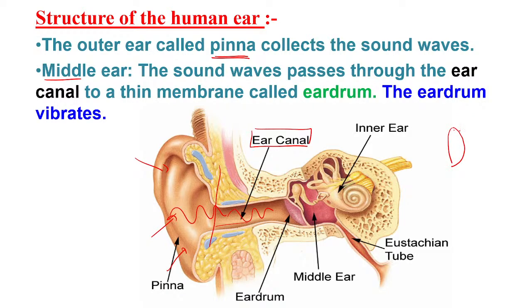Okay, this membrane vibrates. What does it do? It vibrates. So this eardrum will vibrate, and then there is the inner ear which comprises of the bones. Okay, I will explain each part in detail. So the human ear structure is divided into three parts: outer part, middle part, inner part. Outer part is called pinna. Middle part comprises of ear canal, ending with eardrum, and the inner ear comprises of three small bones.